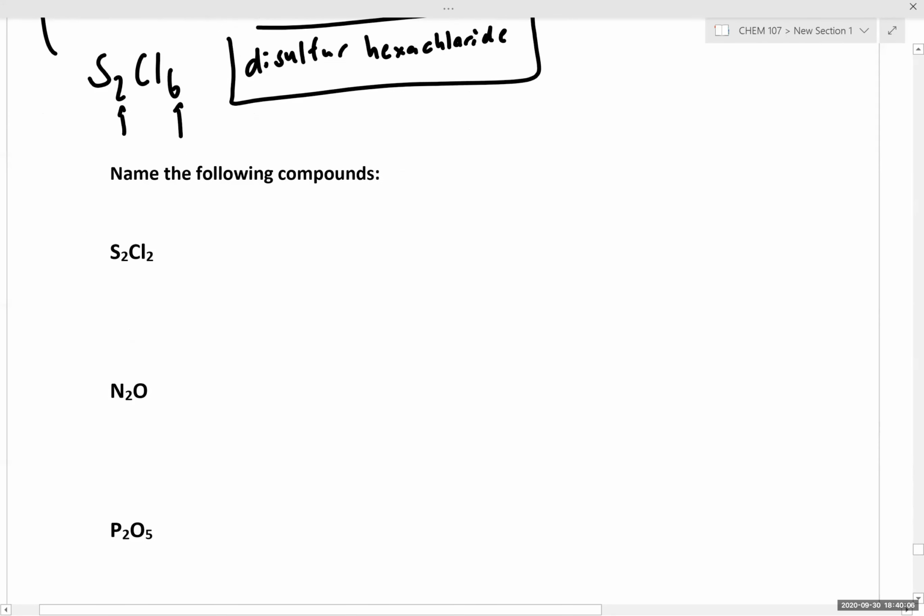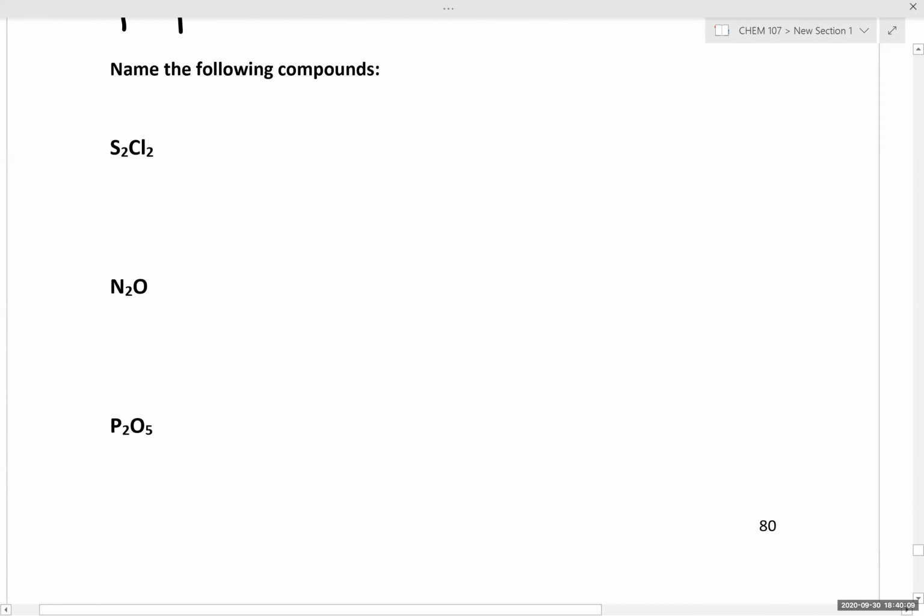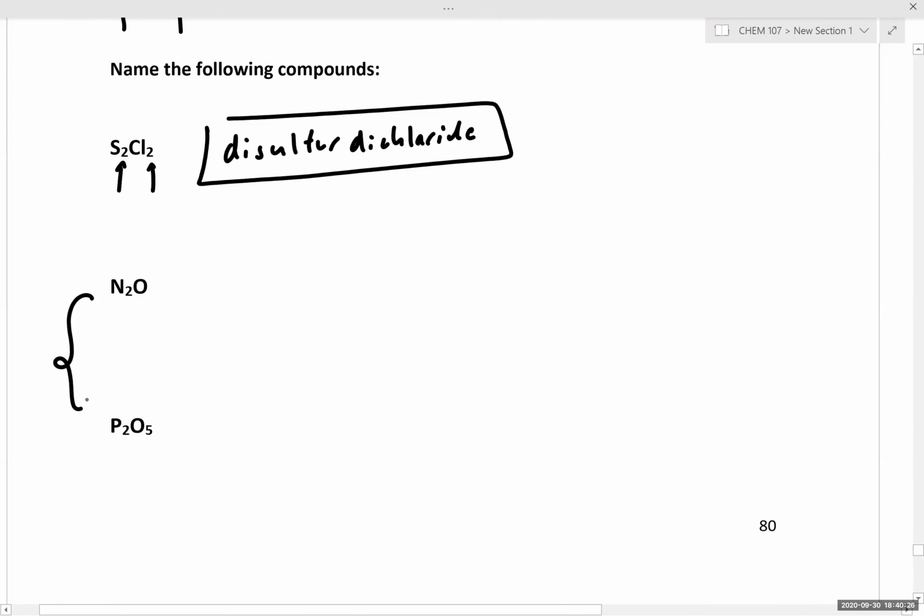So let's try to name the following compounds. I'll do the first example, you'll do the rest. So we have 2 sulfurs, so we name this as disulfur. We have 2 chlorines, so we name this as disulfur dichloride. Let's work on these next 2 over the next 3 minutes, and let's try to propose names for these 2 compounds in the chat. Practice makes perfect. And if you have any questions naming these binary covalent compounds, I'll be happy to answer your question.